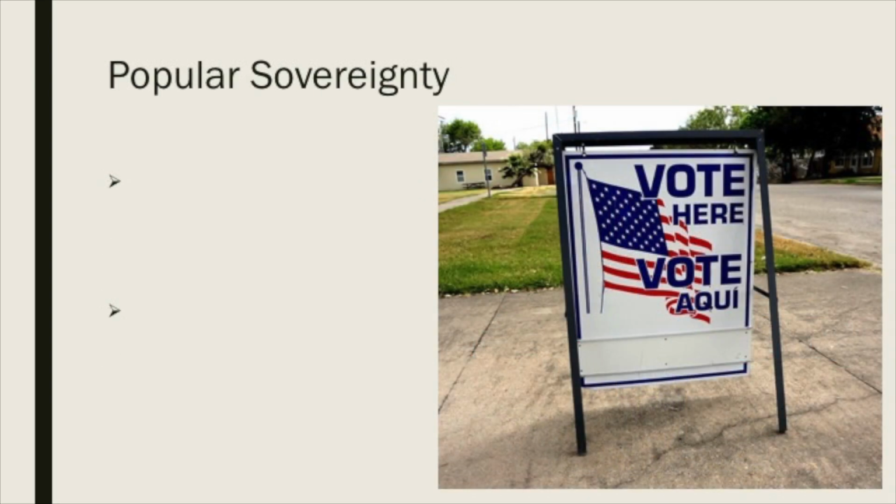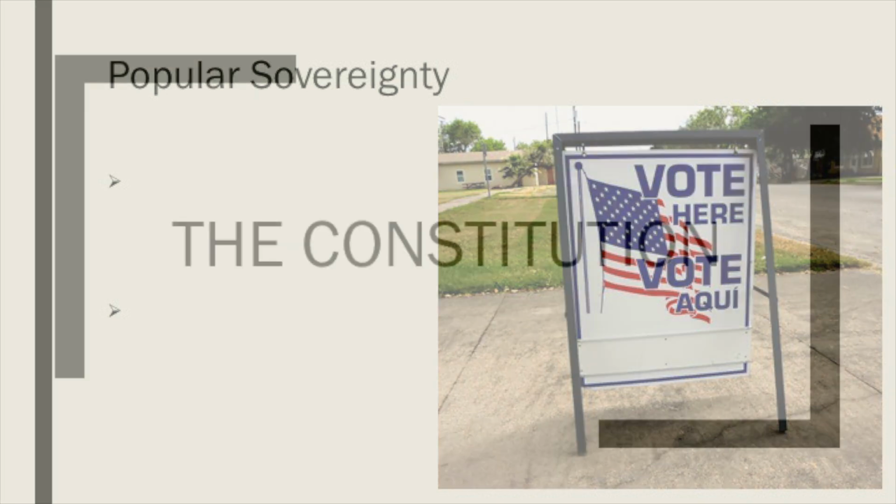The final concept is popular sovereignty. The idea of popular sovereignty means that the people rule the nation. The Constitution itself begins by stating, "We the people." The government of the United States was created by the people. It can be changed by the people, and it derives its power from the people. Or as Jefferson said, the consent of the governed. Popular sovereignty is simply the power of the people to create or change their government when necessary.